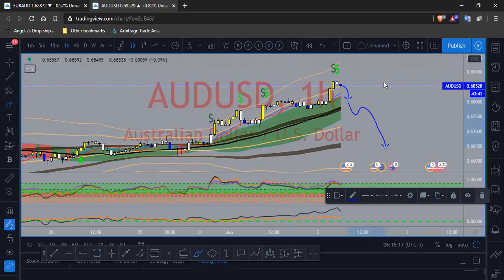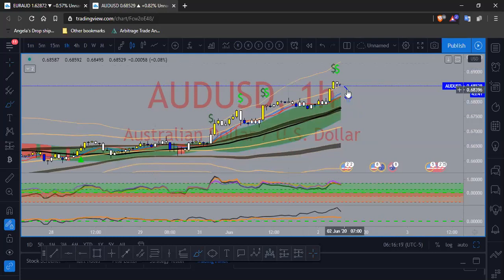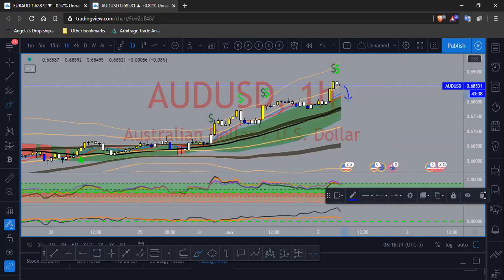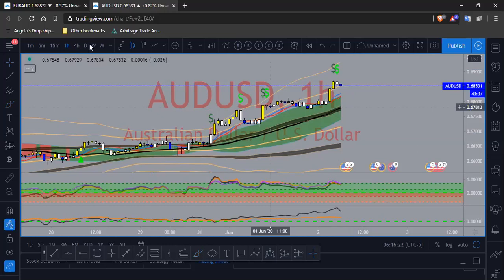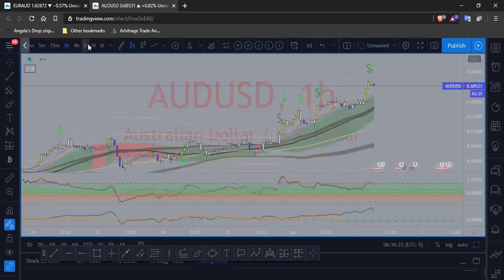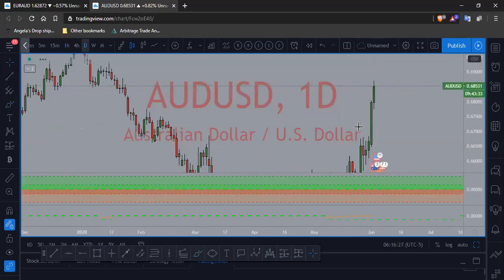That's what I would want to see on AUD USD to happen. I don't think it might happen, I mean, it should happen, based off of how price has just been bullish. Let's go on the daily time frame to check out what the trend is.